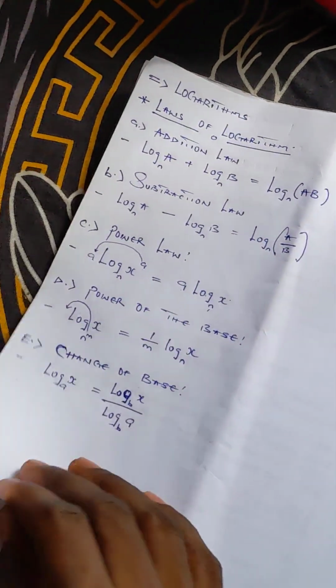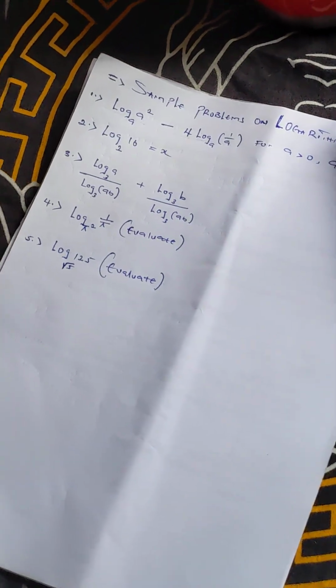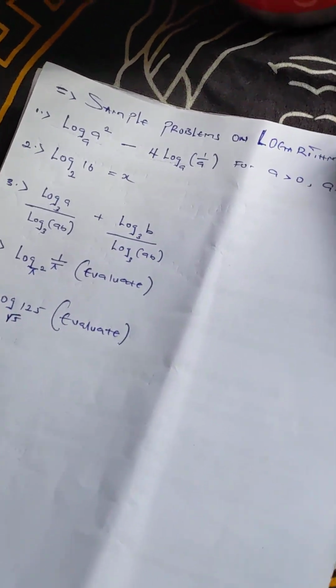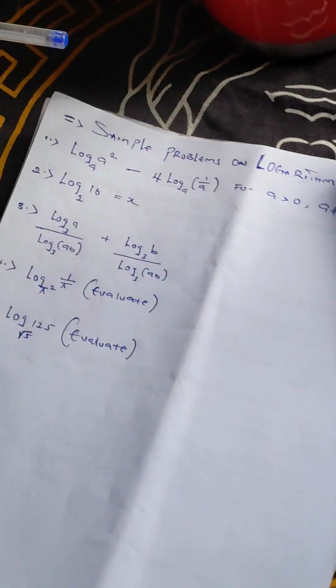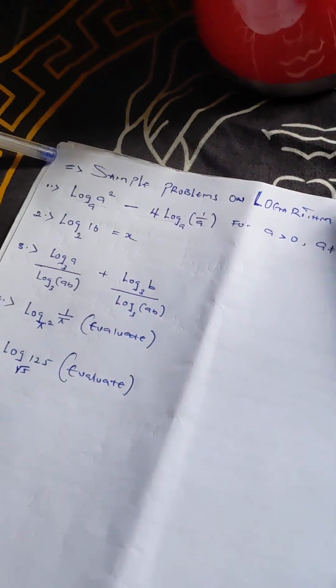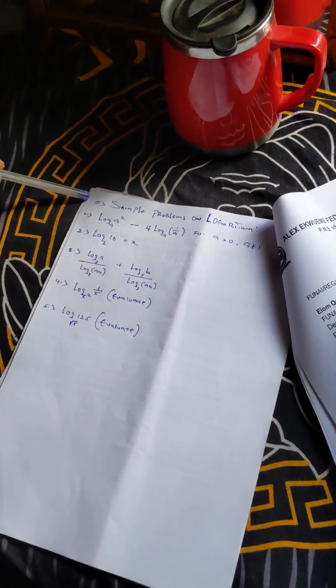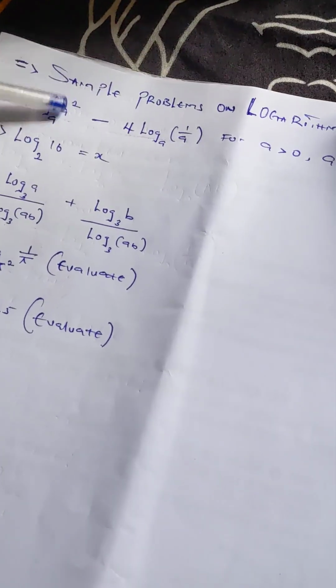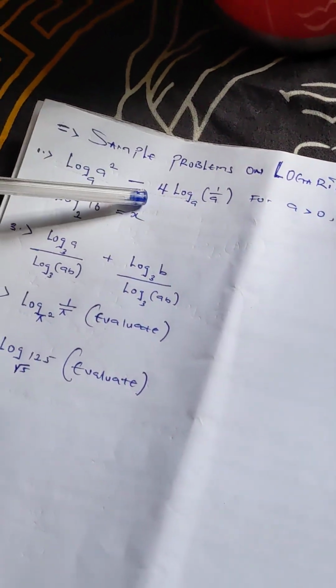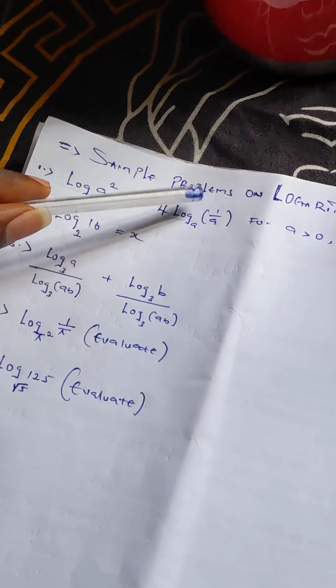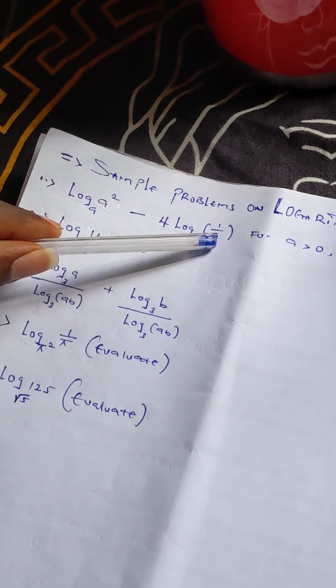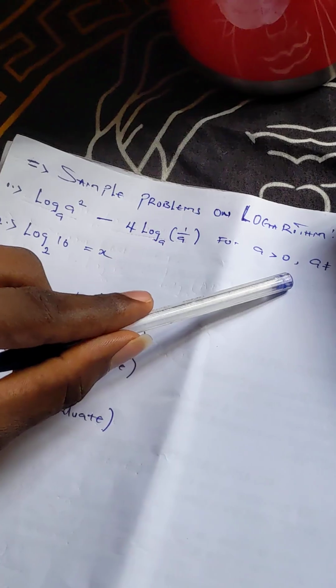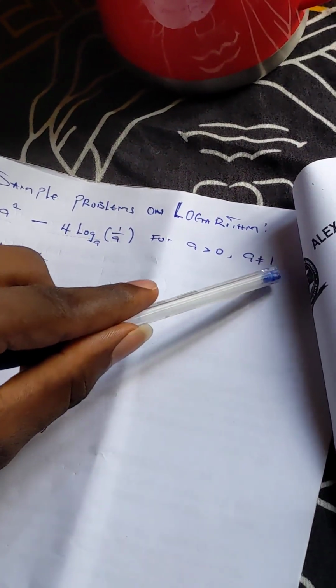So we'll look into the sample problems on logarithm. Sample problems on logarithm means problems we can encounter while solving a logarithm. So we have number 1, this is log a squared base a minus 4 log a brackets 1 over a. This is for a is greater than 0, comma, a is not equal to 1.